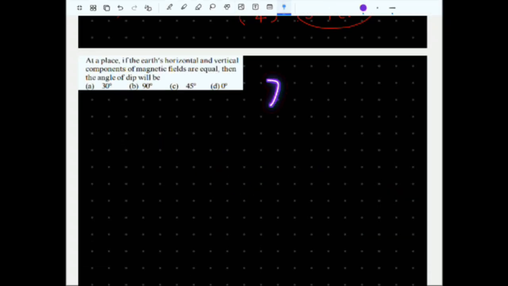This is another question of 2018 BITSAT PYQ. It states that at a place, if Earth's horizontal and vertical components of the magnetic field are equal, then the angle of dip will be. So we know that the ratio of the vertical and horizontal components of the magnetic field gives the tan of the dip angle, let's say the dip angle is delta.